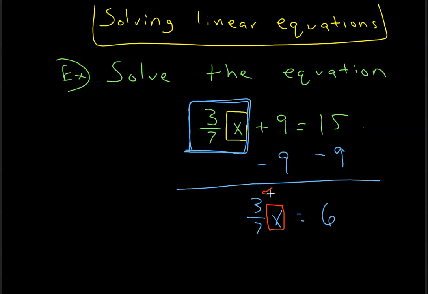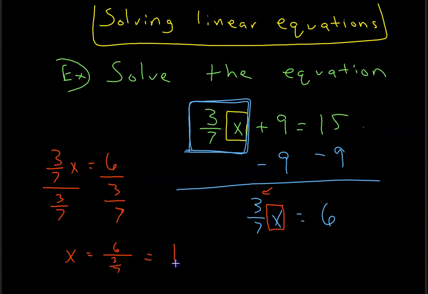So I'm going to write it over here. So taking that equation, 3/7 x equals 6, I can divide the left side by 3/7. I can divide the right side by 3/7. Giving me x equals 6 divided by 3/7. If you plug that into your calculator, you get this. It should be 14.